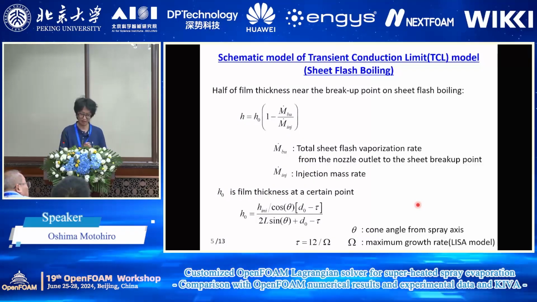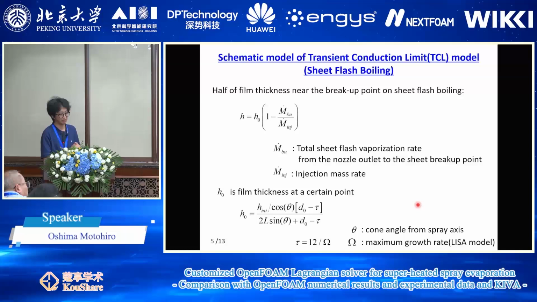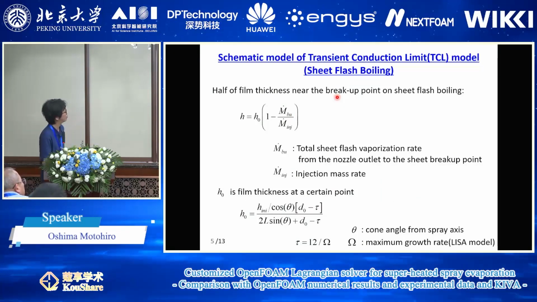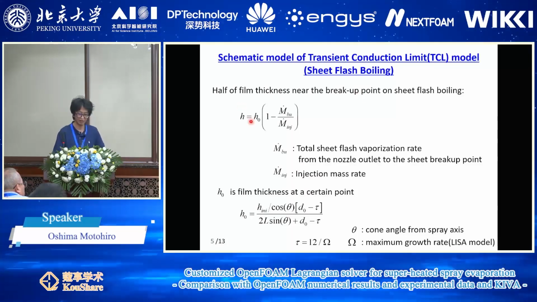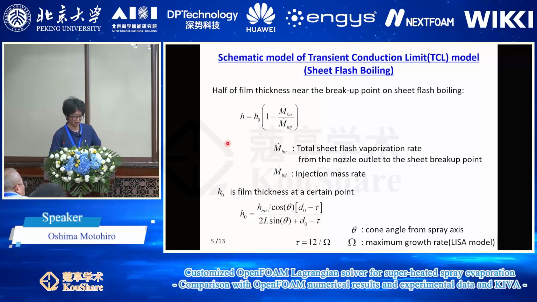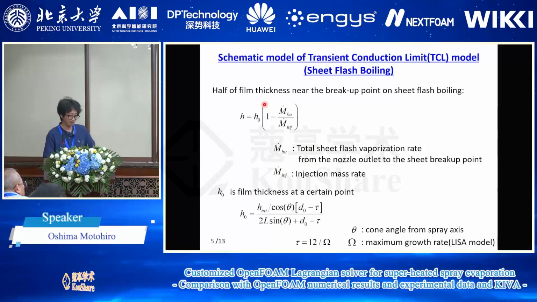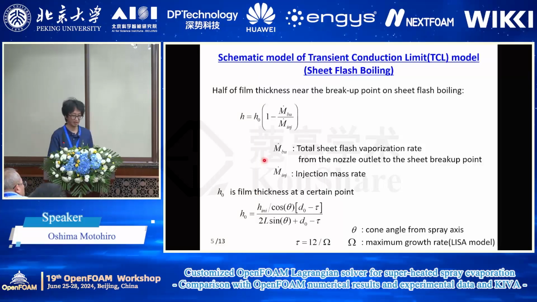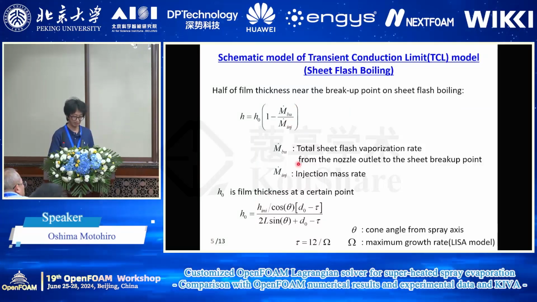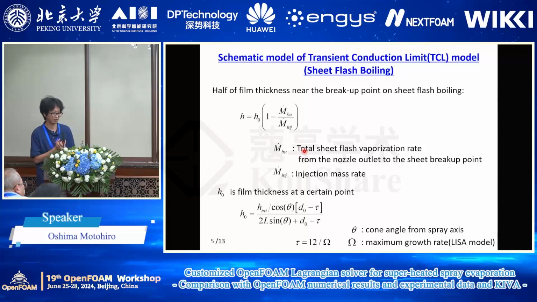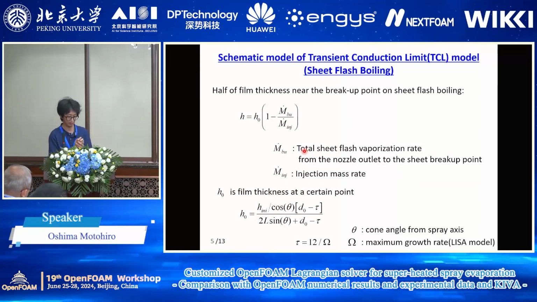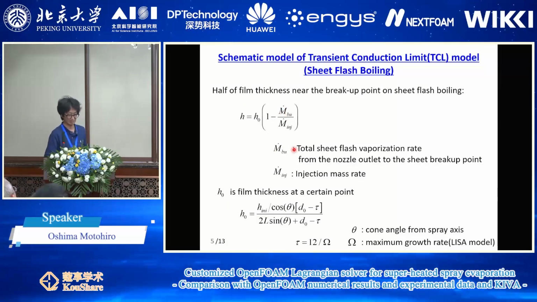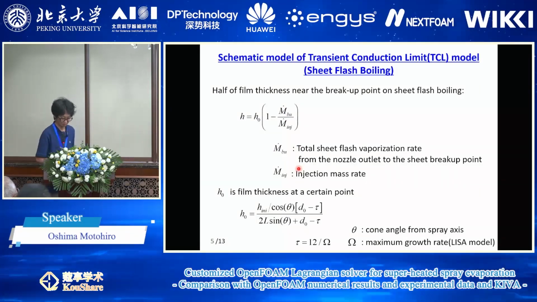This slide is the sheet flash boiling model. In this model, the film thickness near the breakup point under sheet flash boiling is calculated using this equation. H0 is the film thickness at a certain point, and m_BU dot is the total sheet flash evaporation rate from the nozzle outlet to the sheet breakup point. m_IJ dot is the injection mass rate.